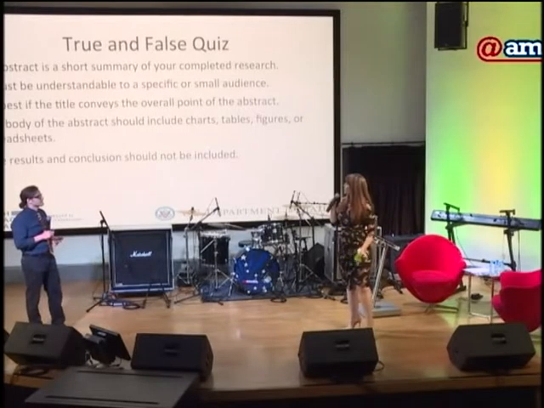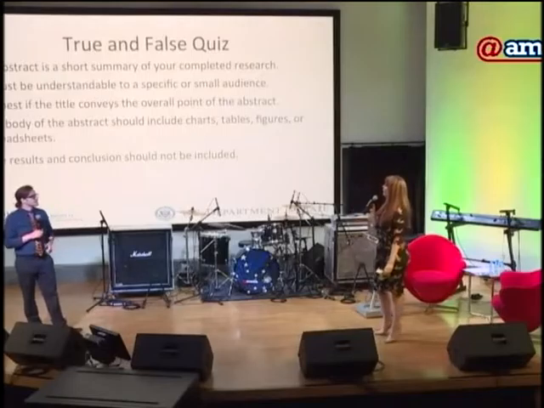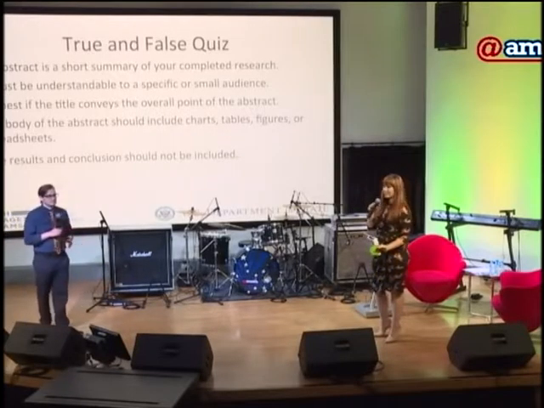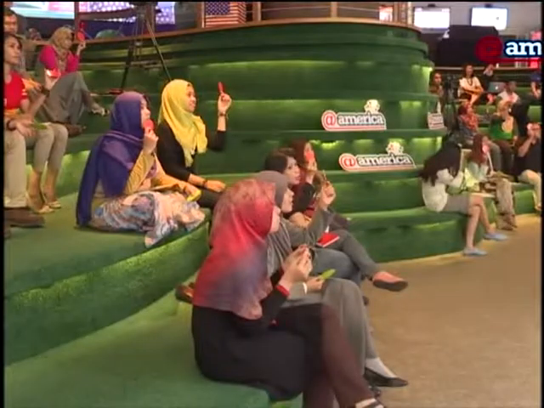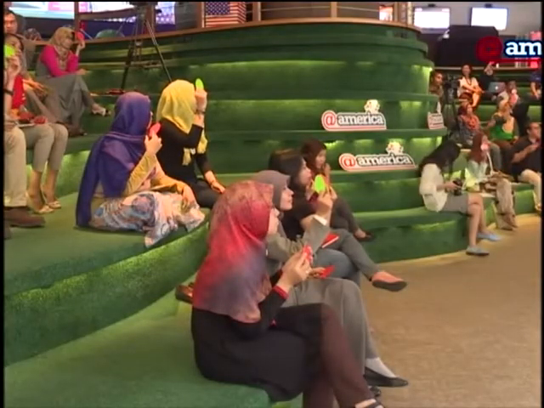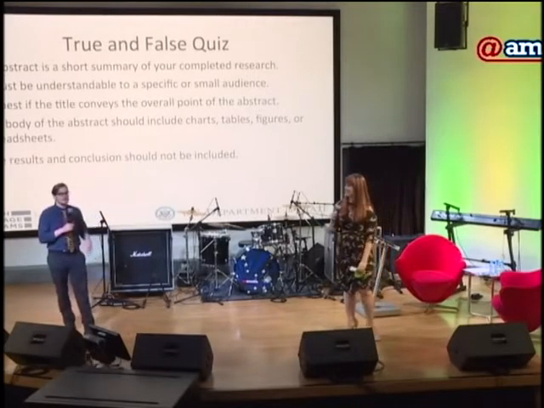Okay, we'll talk more about that. It's best if the title conveys the overall point of the abstract. Green or red? True or false? Okay, about 50-50, and that's okay. Good. The body of the abstract should include charts, tables, figures, or spreadsheets. Ah, okay. Very good. Green or red? Yes, that would be false. You already know. Very good. The results and conclusions should not be included. Green or red? Okay, a couple greens. All right, so we'll talk more about that as well. A lot of red.